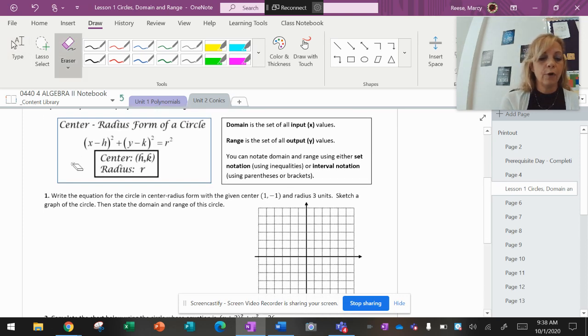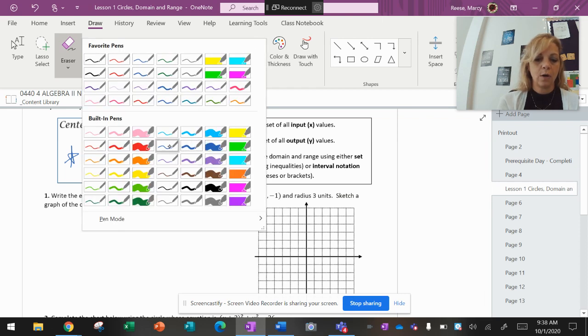So here's the formula for center radius form of a circle. The h and the k are the center, and whatever this number here is really the radius squared. Okay, so you've seen this before. I know you've seen this before.